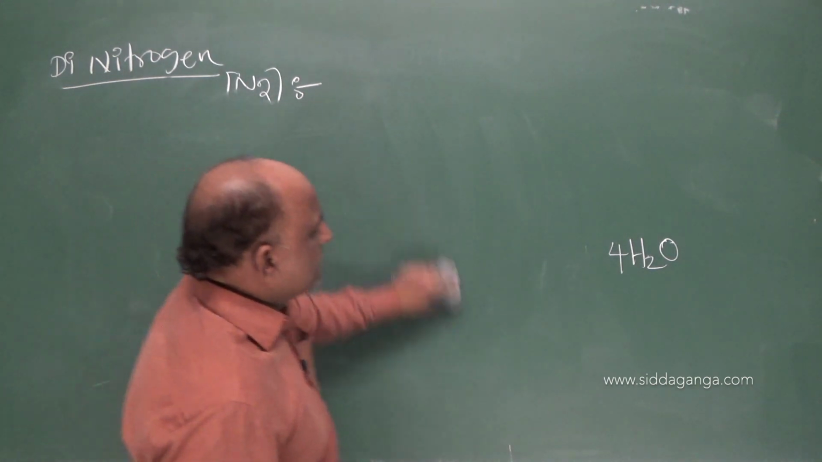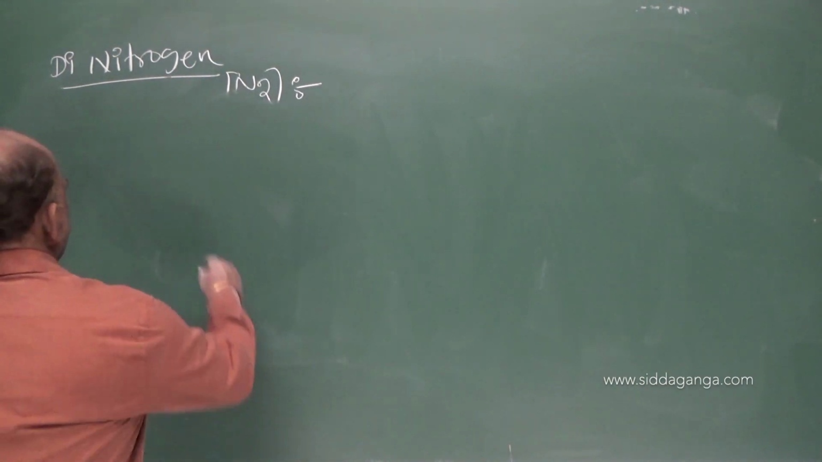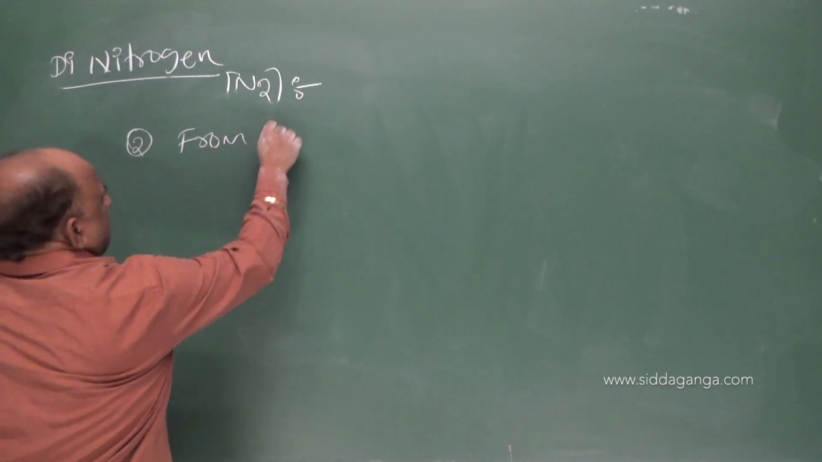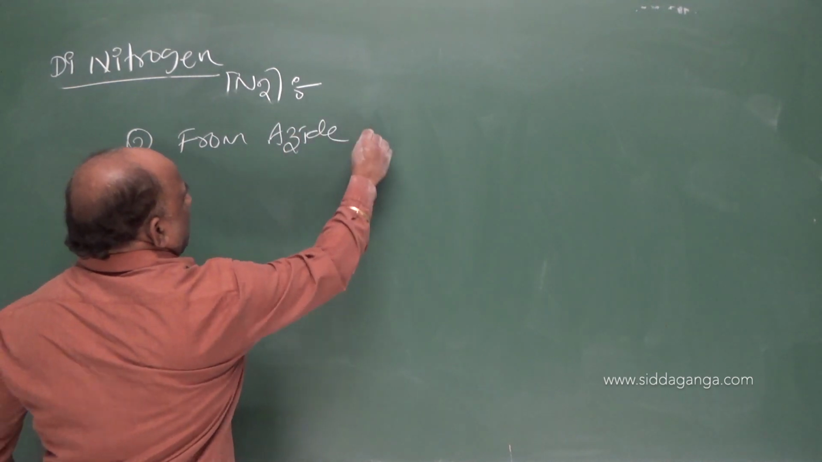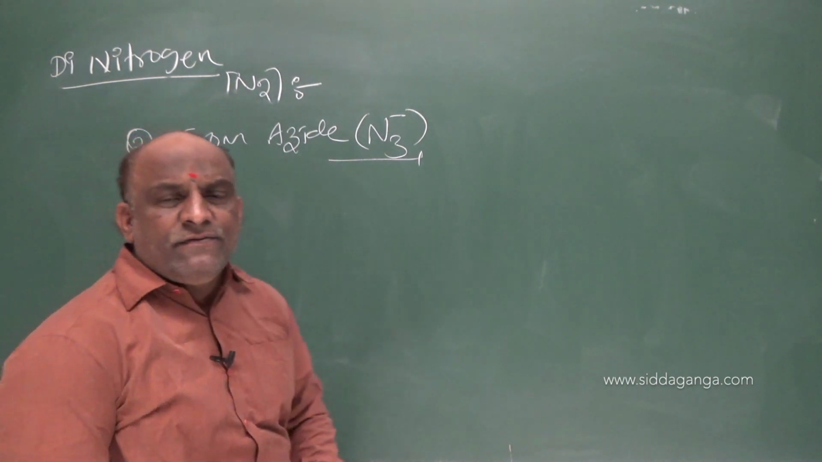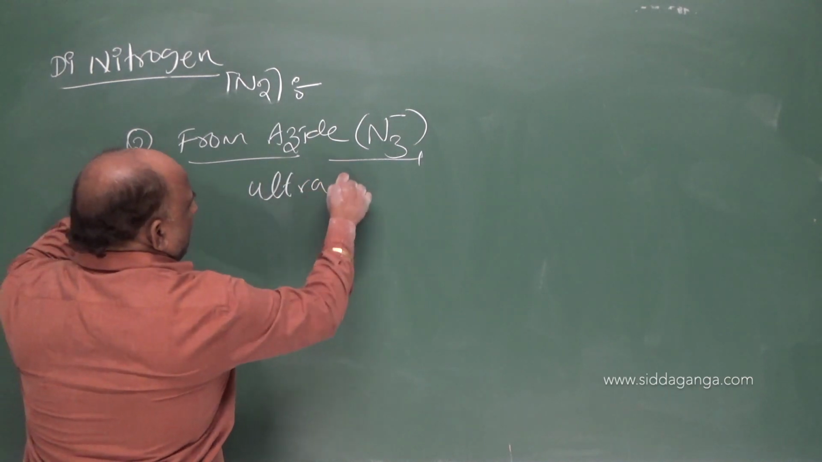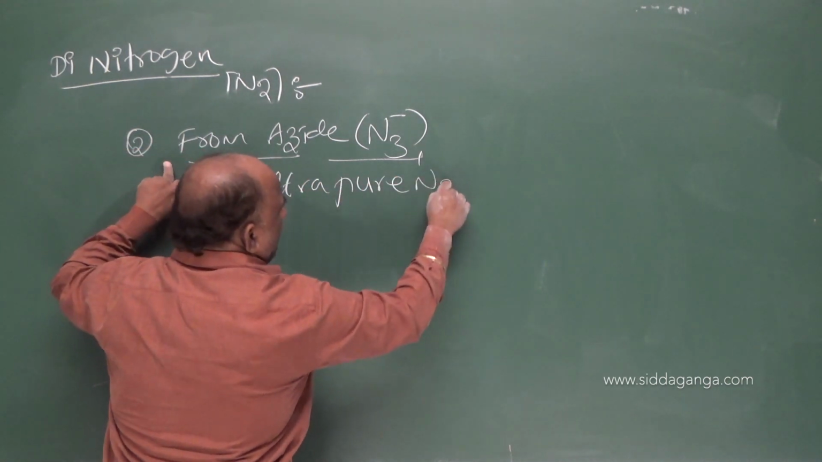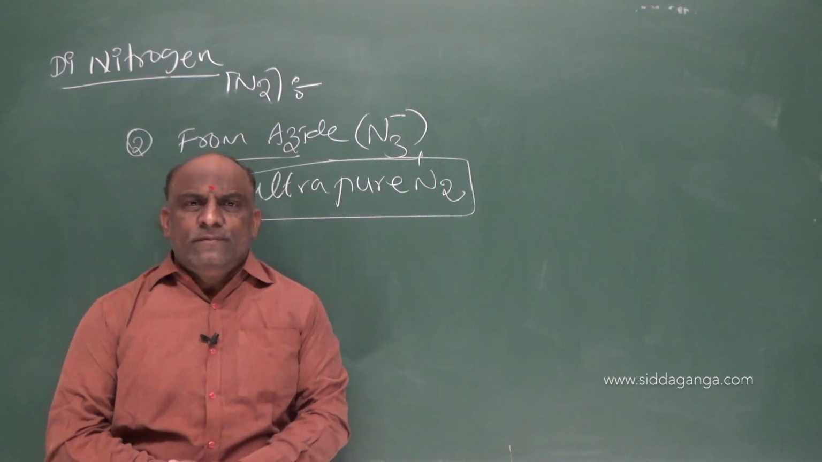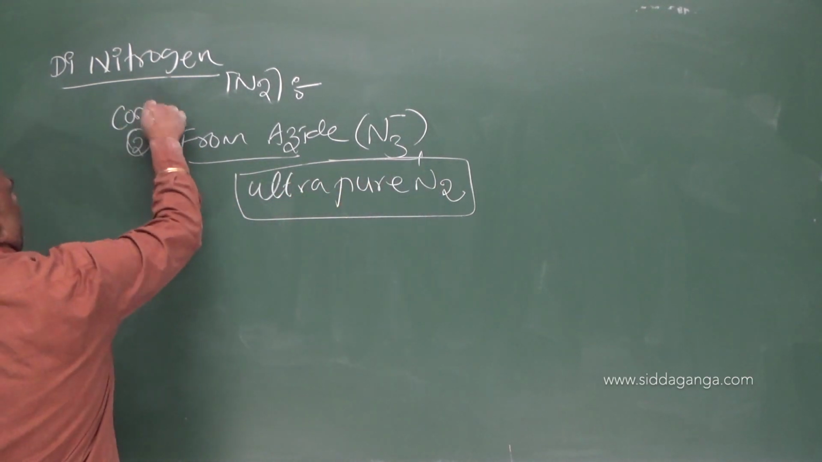There are some more preparations, and the next preparation is very useful from the point of view of competitive examinations. The next one is from azide. The azide formula is N3 minus. This particular method is used for the preparation of ultra pure N2. Ultra pure N2 can be prepared using this method. The process is called the azide method. This is a very important competitive question.